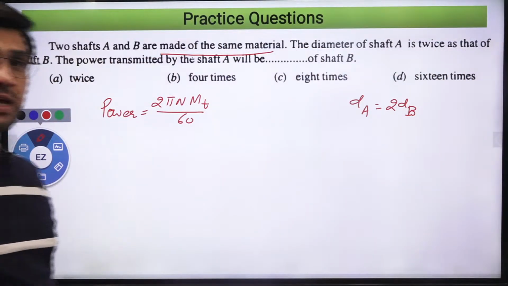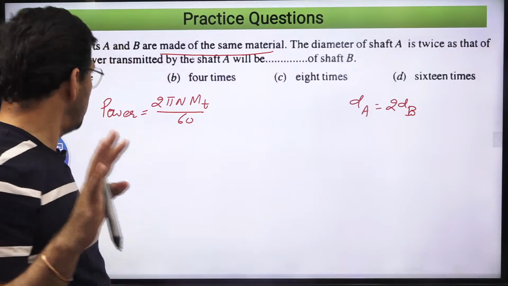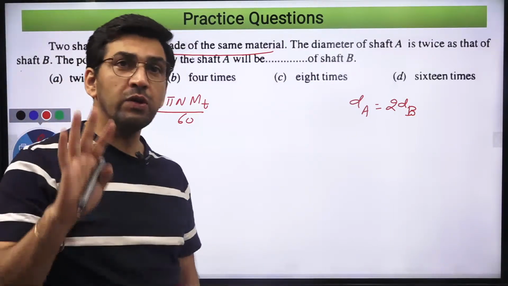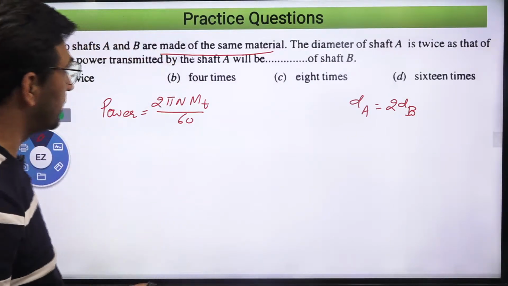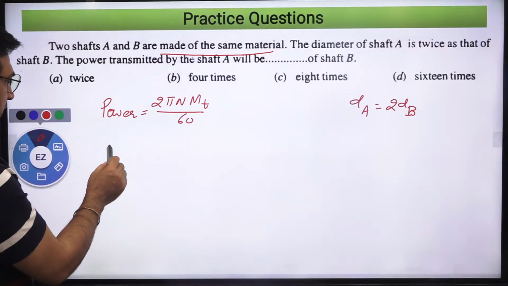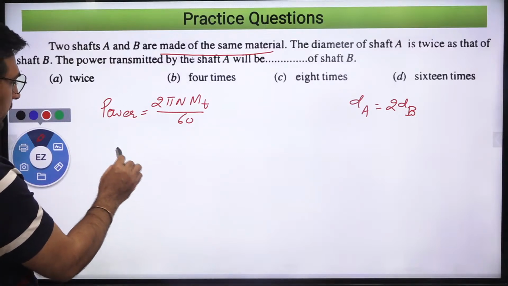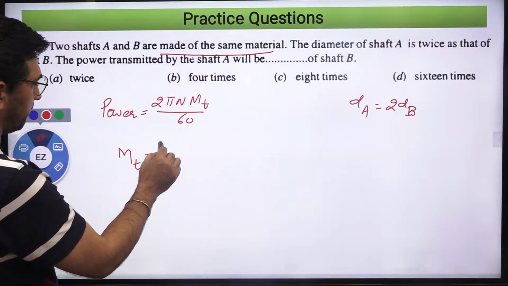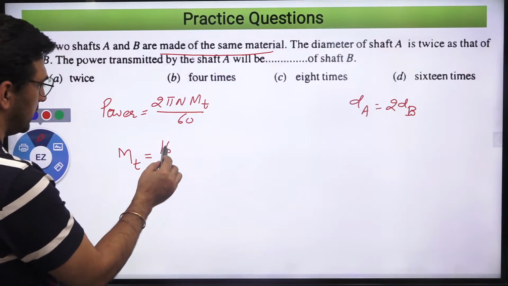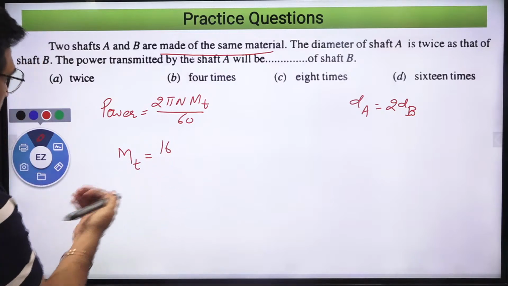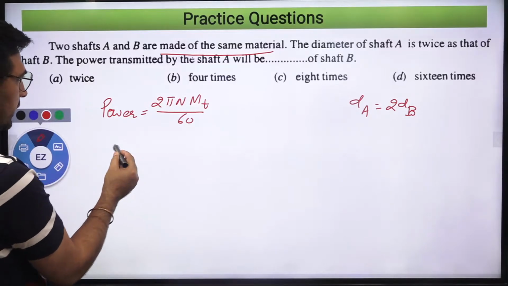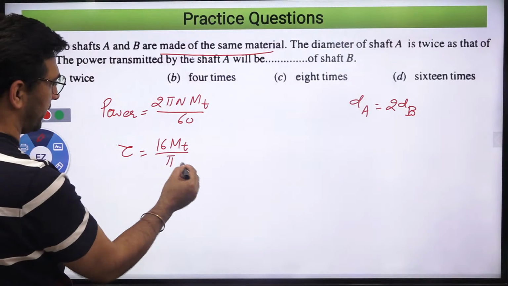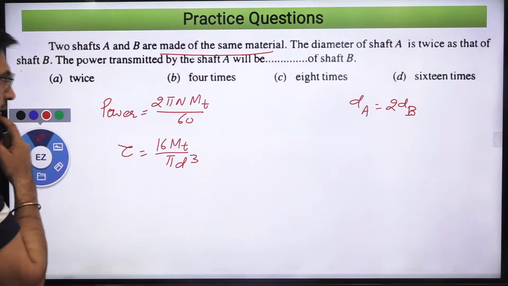When they are made up of the same material, then obviously you can say that the allowable value of the stress is going to be the same. Let's say, for example, if it is subjected to torsion, then the torque transmitting capacity is given by the shear stress, which is equal to 16 Mt divided by pi d cube. Am I correct? This is how we do it, right?